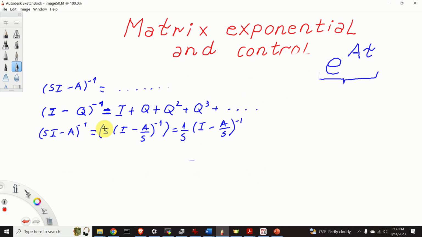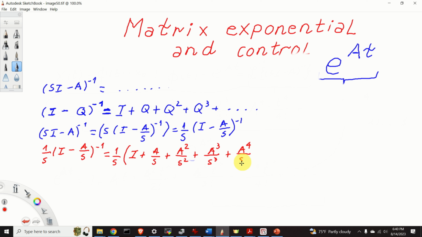We can write 1 over s multiplying (I minus A over s) inverse is equal to 1 over s multiplying the following expression inside. Let's see what we have here. We have identity plus A over s plus A squared over s squared plus A to the power 3 over s to the power 3 plus A to the power 4 over s to the power 4, and we have higher order terms over here.